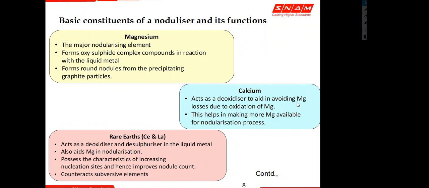Cerium and lanthanum also have a special quality: they have good reactivity with the subversive elements, or the tramp elements, which I was discussing previously. So these elements which have ill effects will react with cerium and lanthanum and form stable compounds, which don't react further with the graphite or the magnesium present. So the ill effects are taken care of by the cerium and lanthanum.